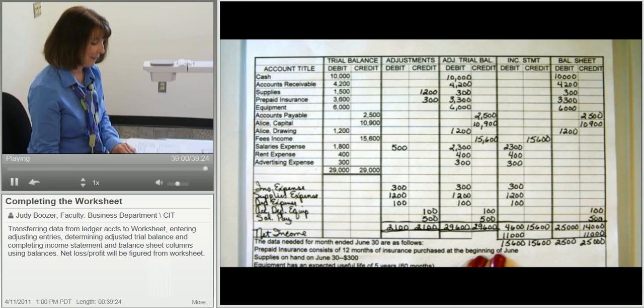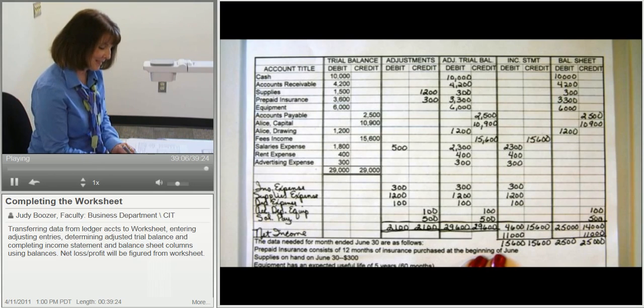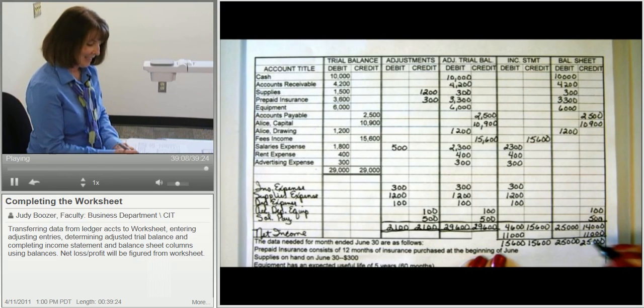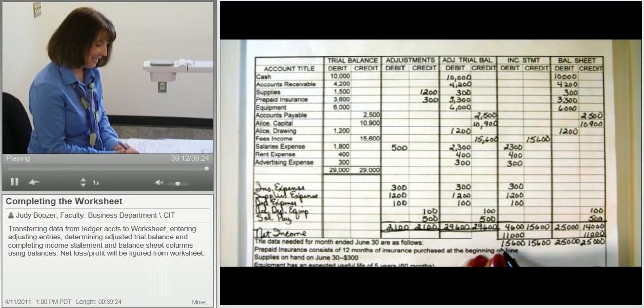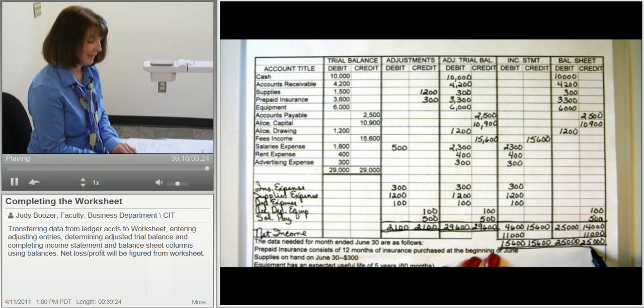Now, I missed a zero. Oops, thank you. What do you do with totals once they balance? Double rule them. And that is completing a worksheet.